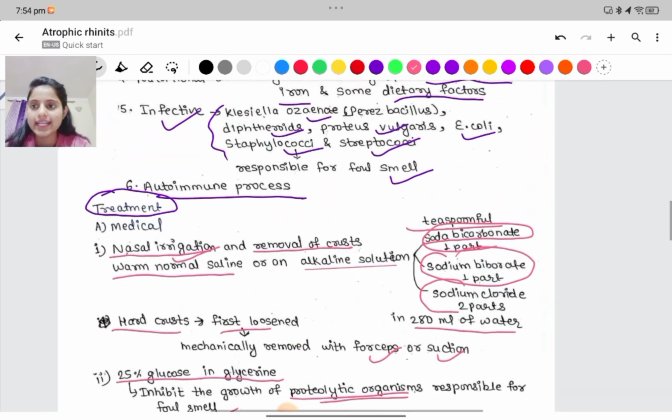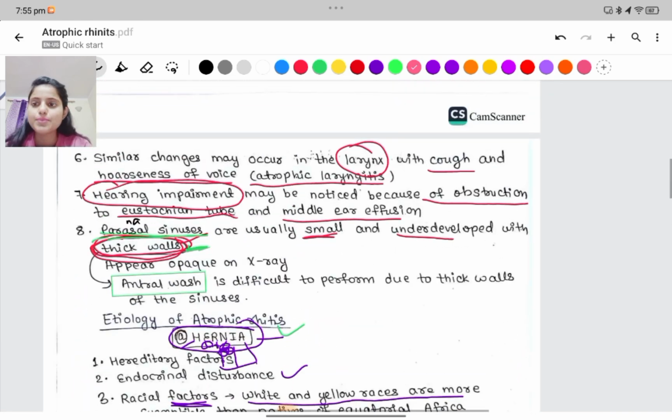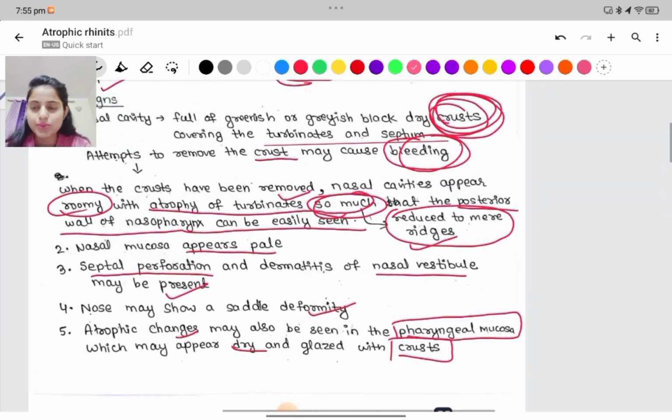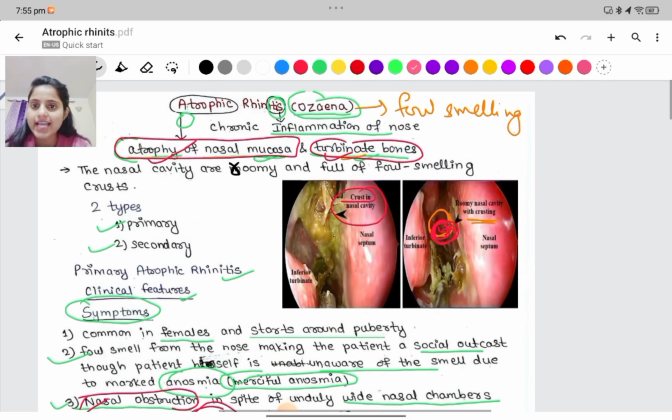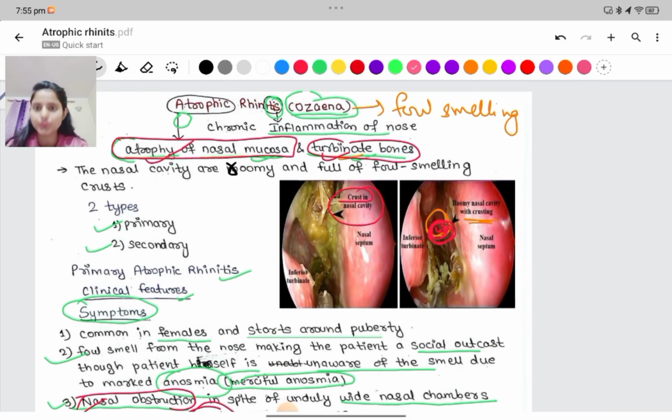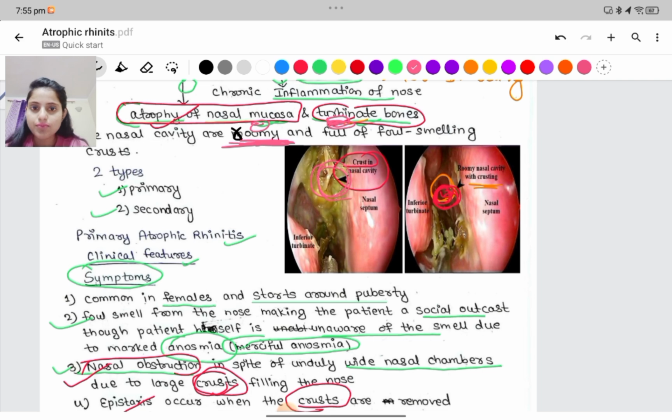So atrophic rhinitis is basically the atrophy of the nasal mucosa. It is chronic inflammation of the nose, as it is rhinitis, which is characterized by atrophy of the nasal mucosa and the turbinate bones. As there is atrophy of the turbinates and the nasal mucosa, the nasal cavity will be roomy, and as the nasal cavities are wide, the air will dry up the secretions and form crusts. So the crusts are formed.